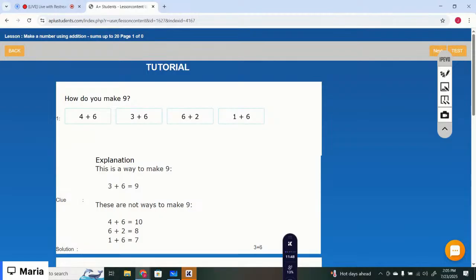Okay, so here we have 6 plus 3 makes 9. So the correct option is 6 plus 3. Let's just start with the test questions.